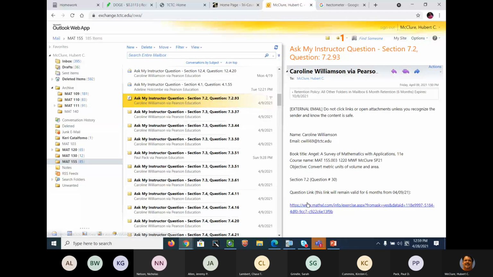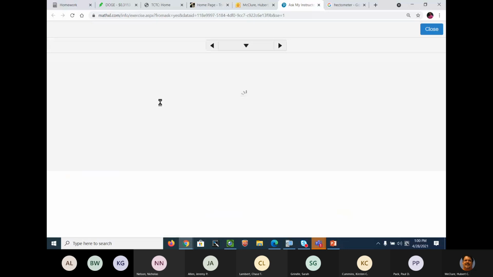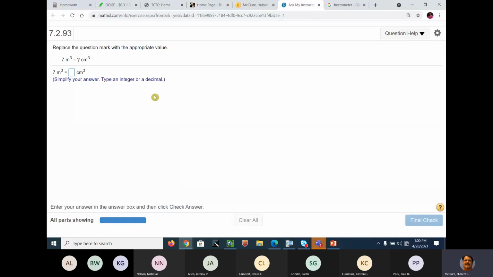93/30. The reason I feel like I'm doing your homework is they're so close together. 19, 21, 22. Okay, replace the question mark with the appropriate value. 7 meters cubed is equal to blank centimeters cubed.